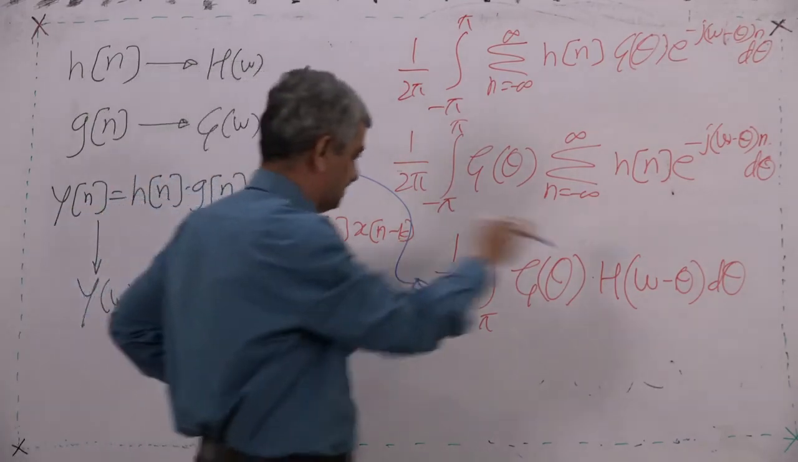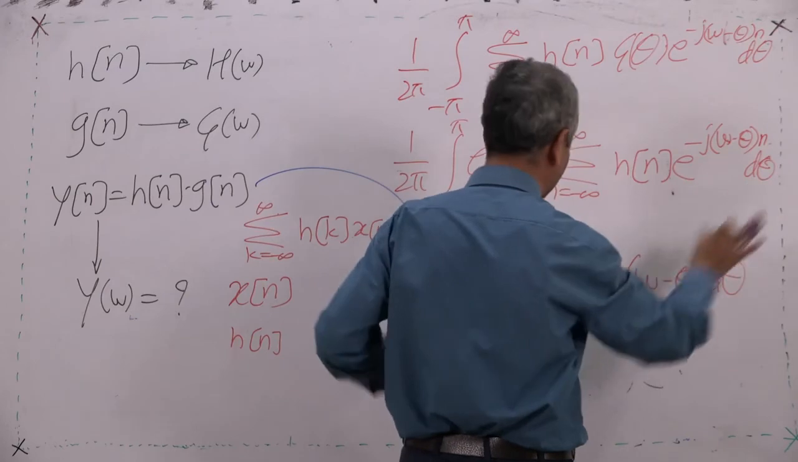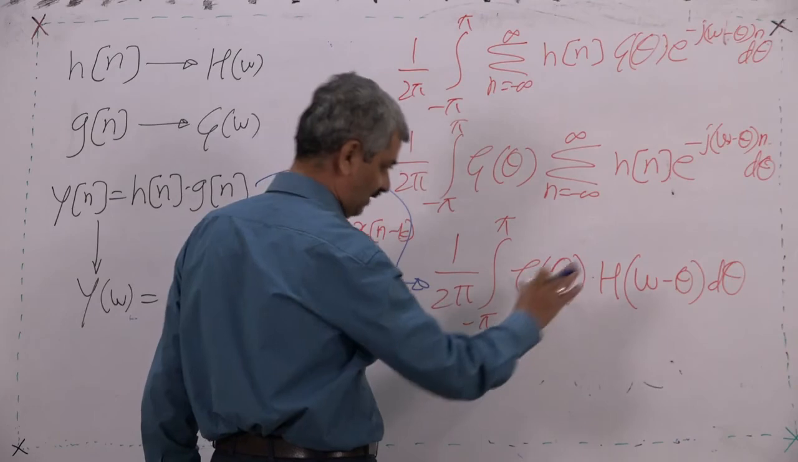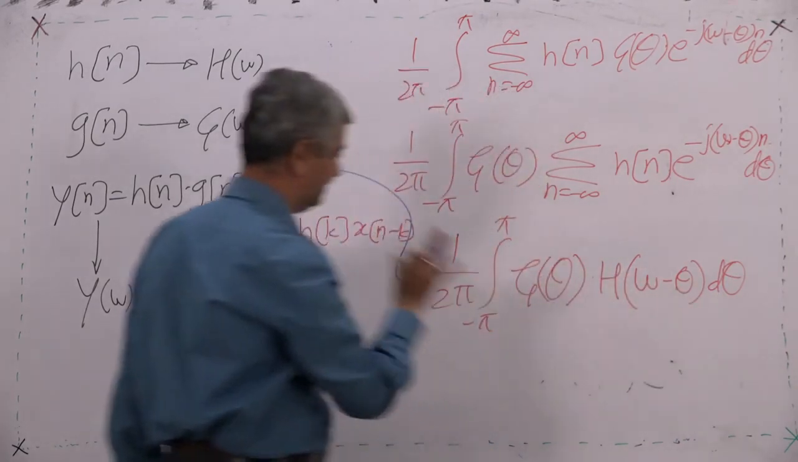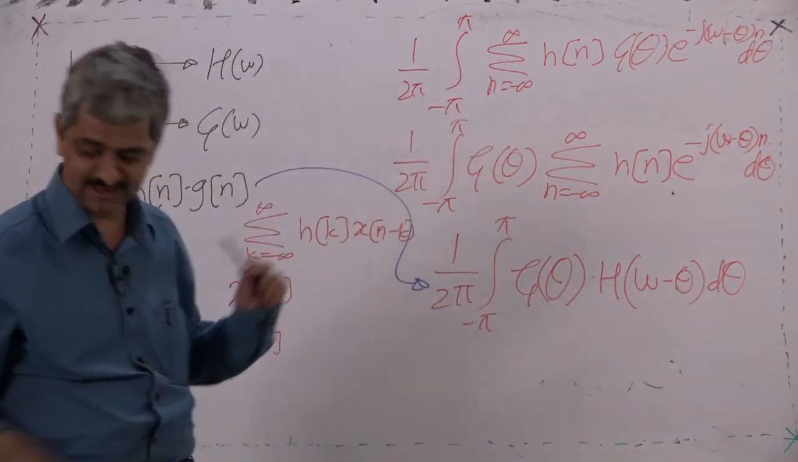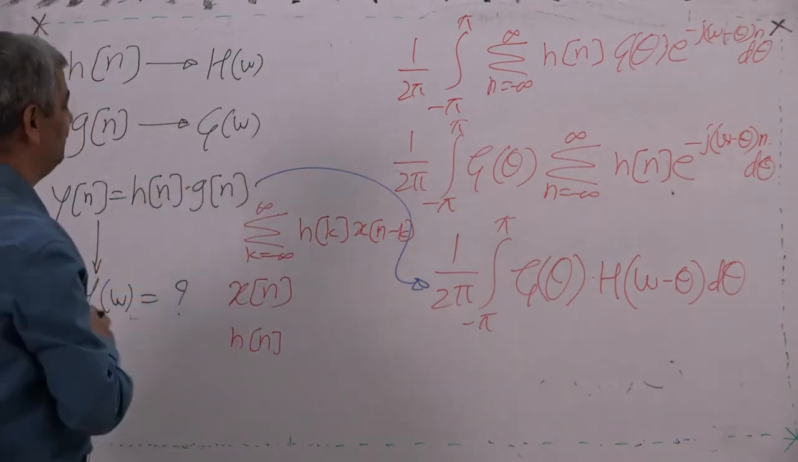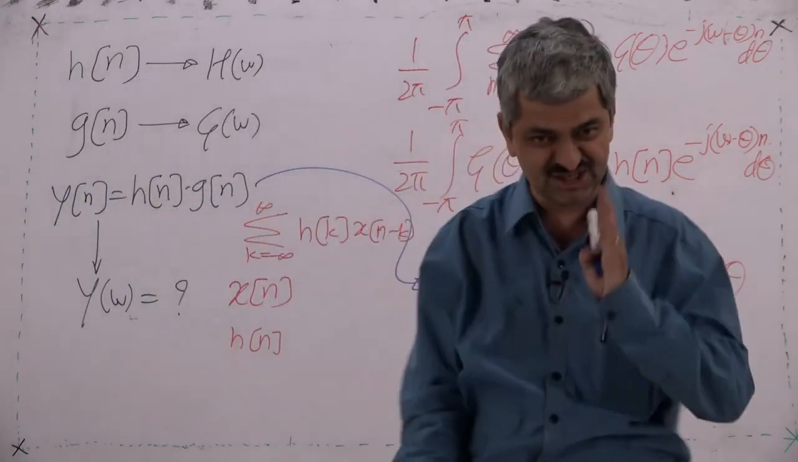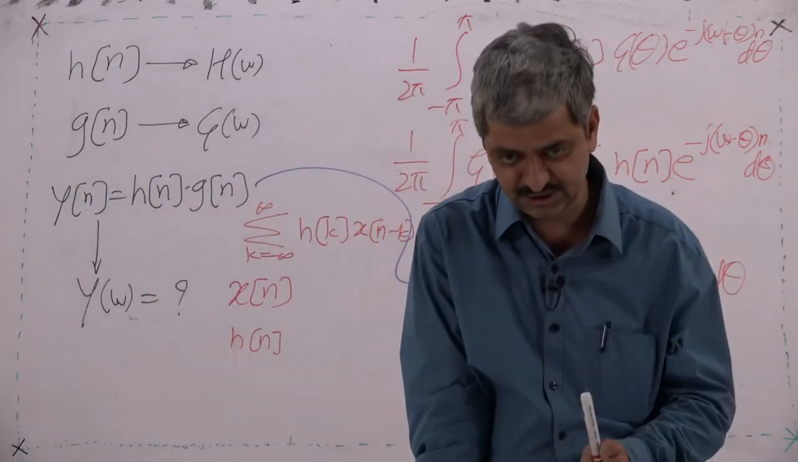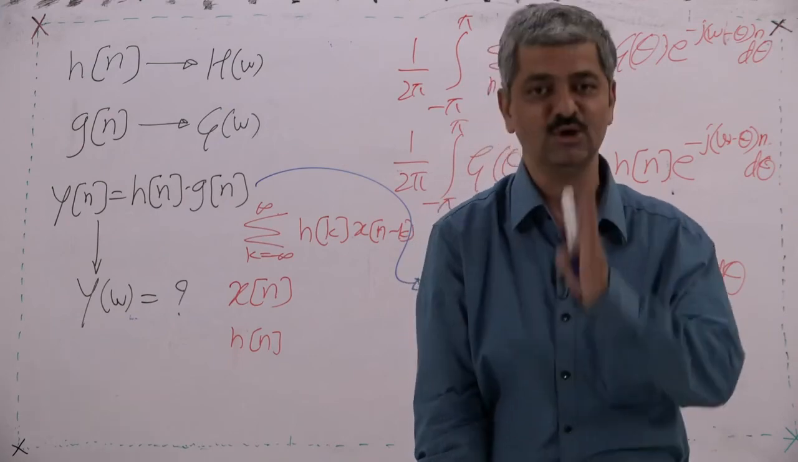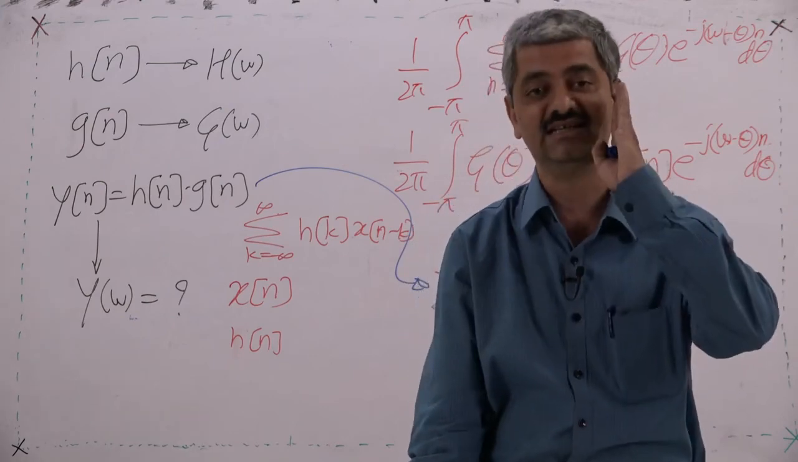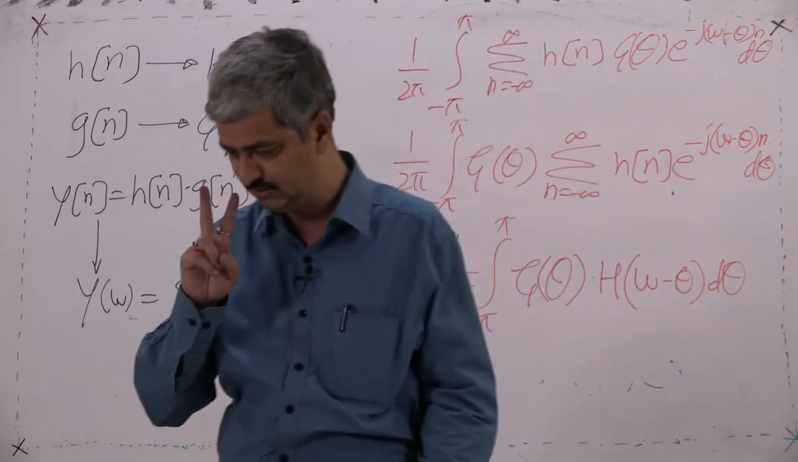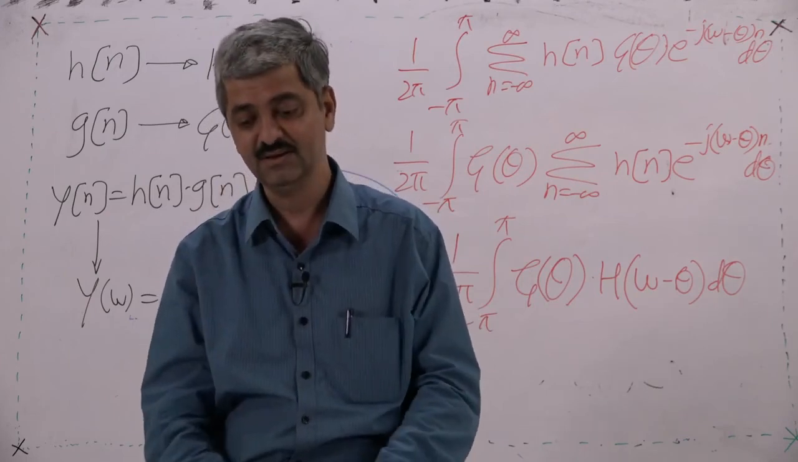So when you put this entirely and integrate over theta, theta goes away and the final expression is in terms of omega. So the transformation of a product, or multiplication or modulation, is a convolution integral of transforms. I will explain these two things once again in Marathi.